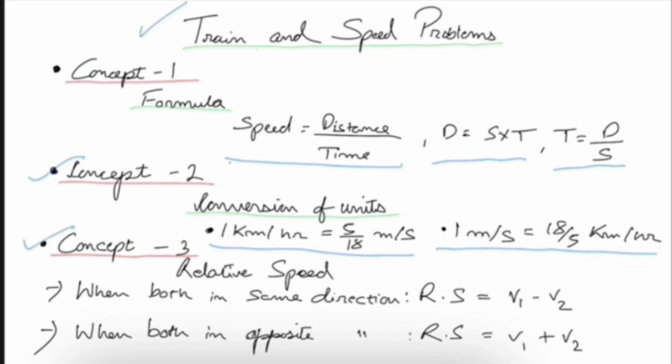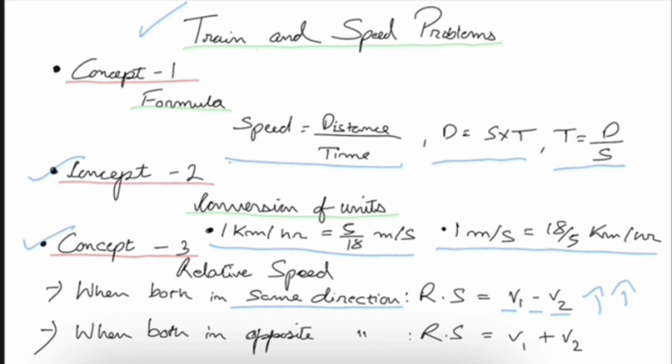Concept number three is about relative speed. Relative speed means that if a question gives two trains traveling at different speeds, we need to take the relative speed between those two trains. If the two trains are traveling in the same direction, the relative speed is v1 minus v2, where v1 is the speed of the first train, subtracting the speed of the second train.